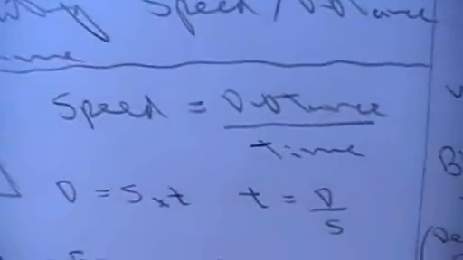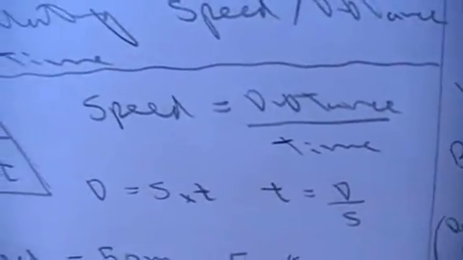And here we are today looking at compound measures. They're called compound measures because they're a combination of two measures. So the first compound measure is speed, which is a combination of distance divided by time.